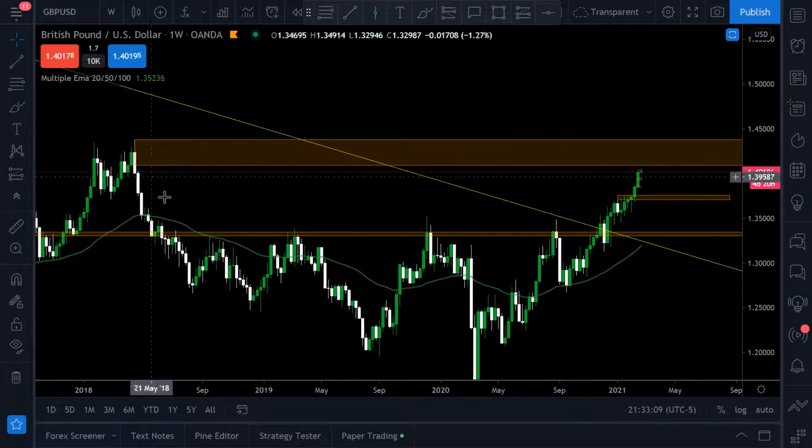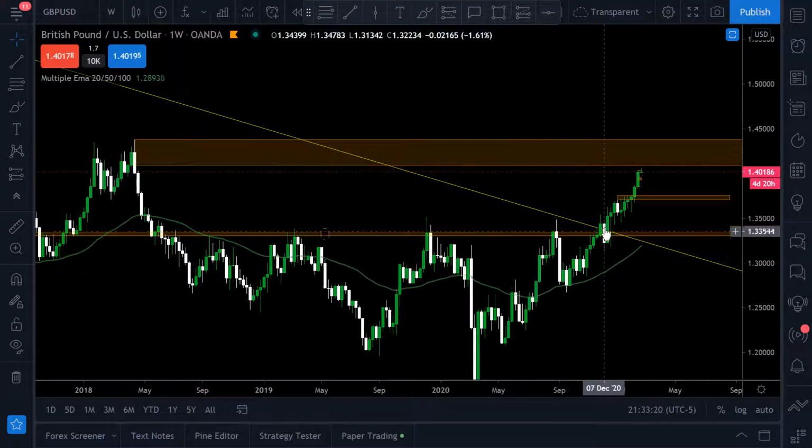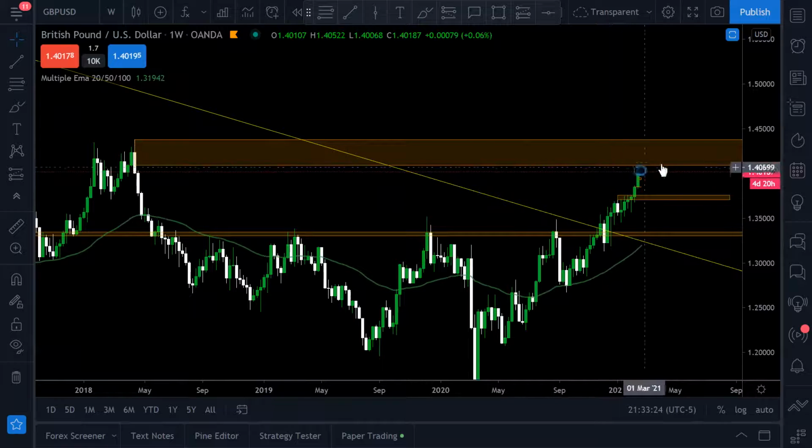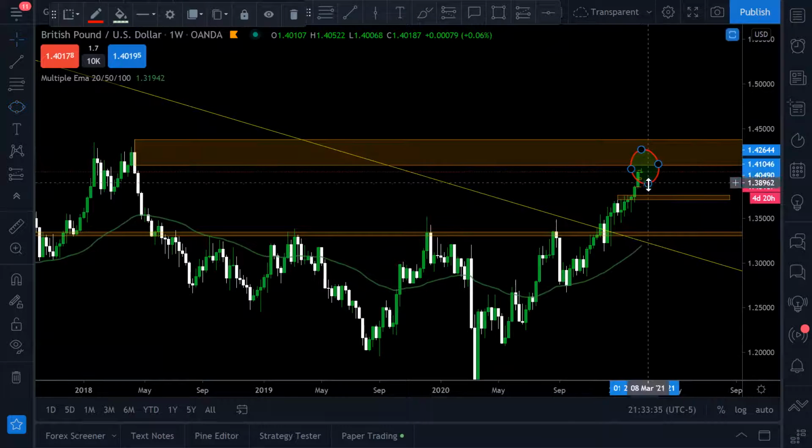Price has gone away from it. See how price dropped away from this point. That's a strong zone. It dangled around down here. We broke the trend line on the way up, and it's on its way to this zone. So we're going to see what happens when price reaches this little zone up here. I'm going to be watching it closely.